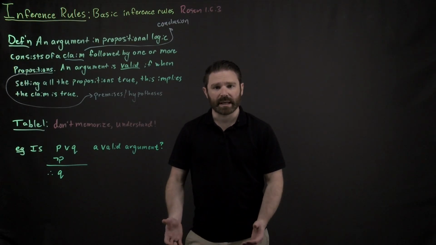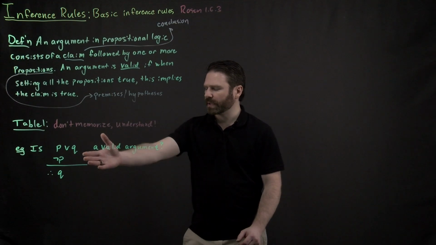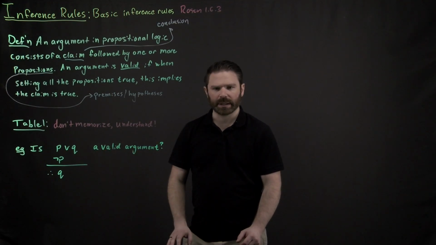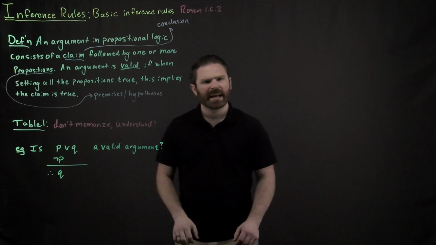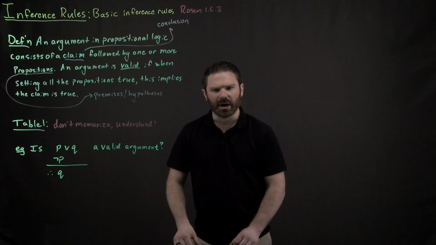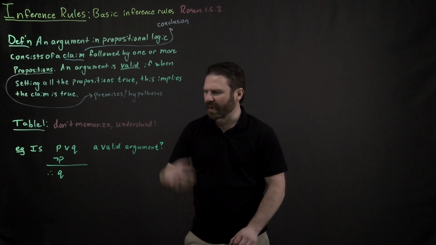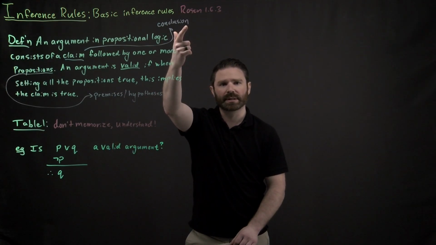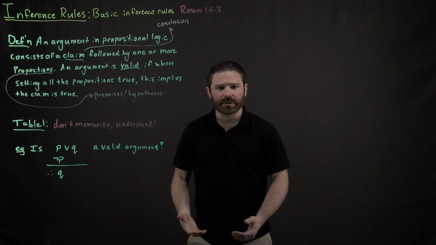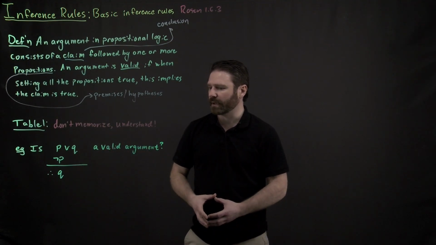So let's do another example of one of the basic inference rules. For this particular example, my argument is P or Q, not P, therefore Q. And I want to figure out, is that a valid argument or not? Well, I haven't memorized table 1, and so I can't remember if this is something on table 1 in rows in section 1.6.3. So what I want to do is to be able to quickly verify whether or not this thing is a valid argument.